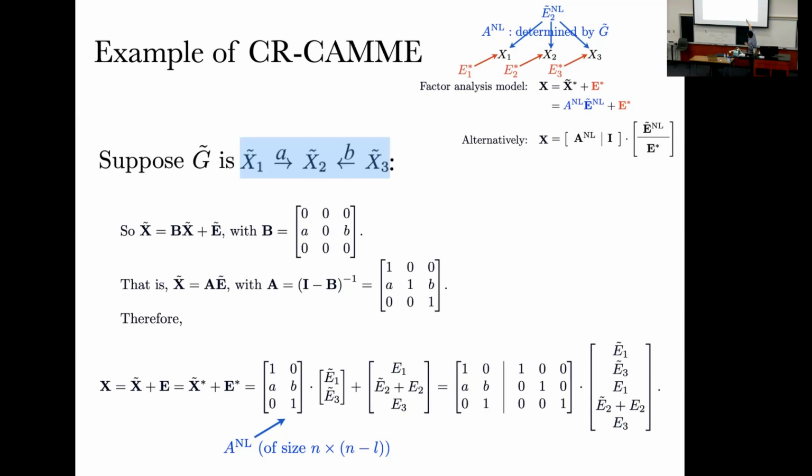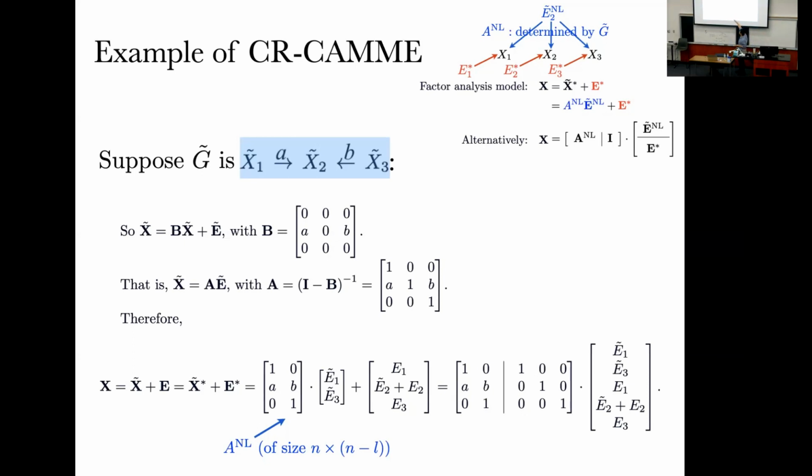Let me see. Where? No, I think there's another graph. Yeah, in this graph, x1 caused x2 and x3 also caused x2 in the true world. Now you just measure their noisy versions, right? x1 to x3, they are noisy versions. And then you can see in this case, actually, there are only two latent common causes, two latent confounders, x1 tilde and x3 tilde.